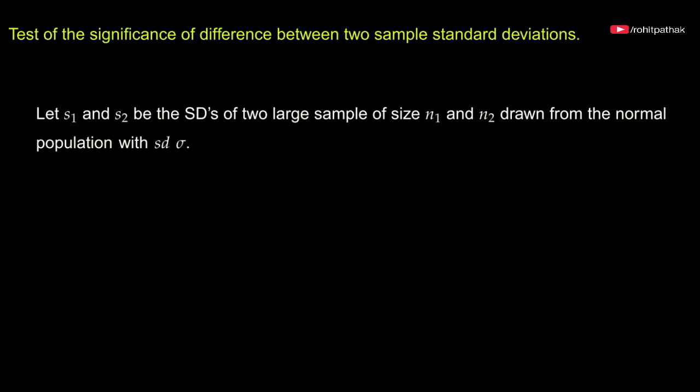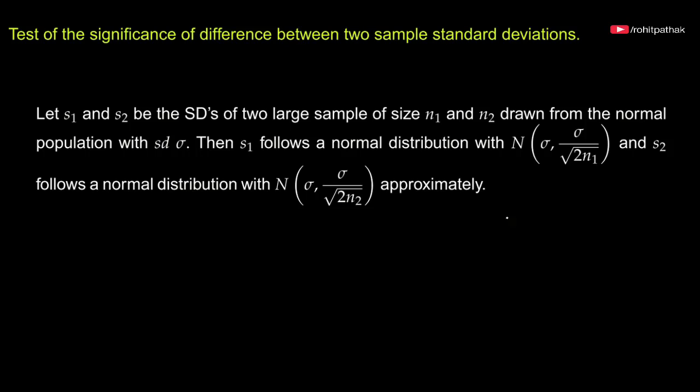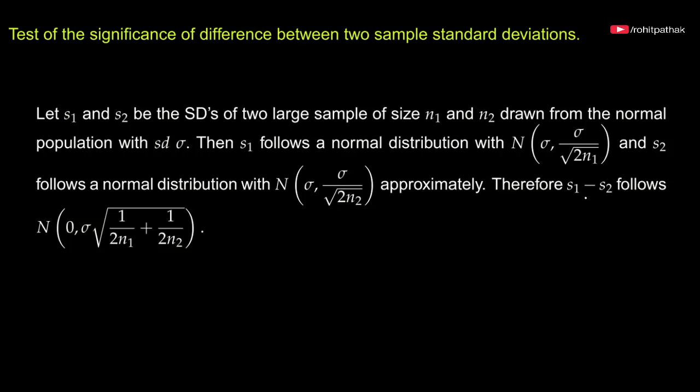Now we discuss the test of significance of difference between two sample standard deviations. So here S1 and S2 be the standard deviations of two large samples of sizes n1 and n2 respectively, drawn from the normal population with standard deviation sigma. So S1 follows normal distribution with mean sigma and standard deviation sigma upon root 2 n1, which we have seen in the previous test, and S2 follows a normal distribution with mean sigma and standard deviation sigma upon root 2 n2. Therefore, this difference S1 minus S2 will follow the normal distribution with mean 0 and standard deviation sigma into under root 1 upon 2 n1 plus 1 upon 2 n2.